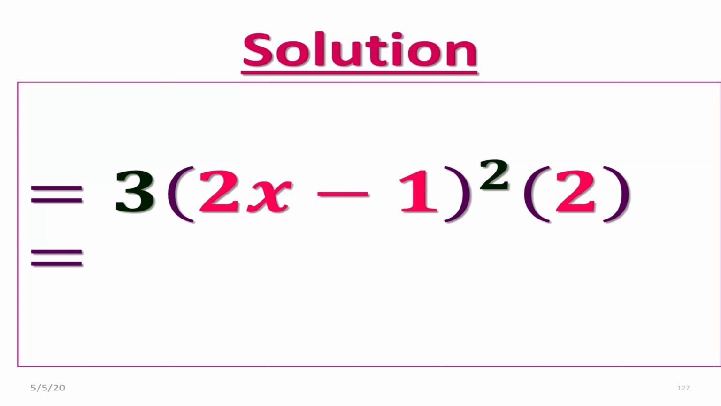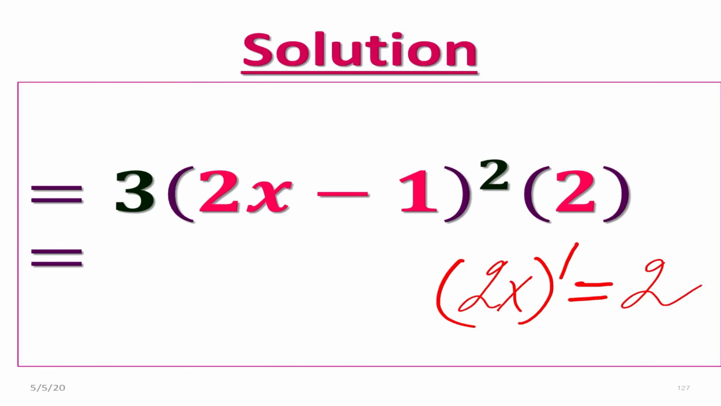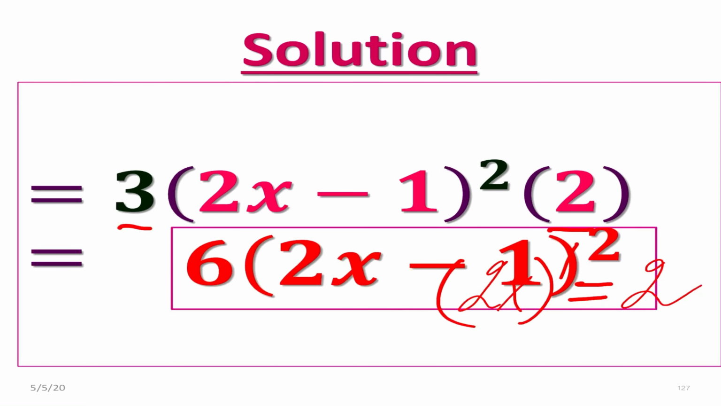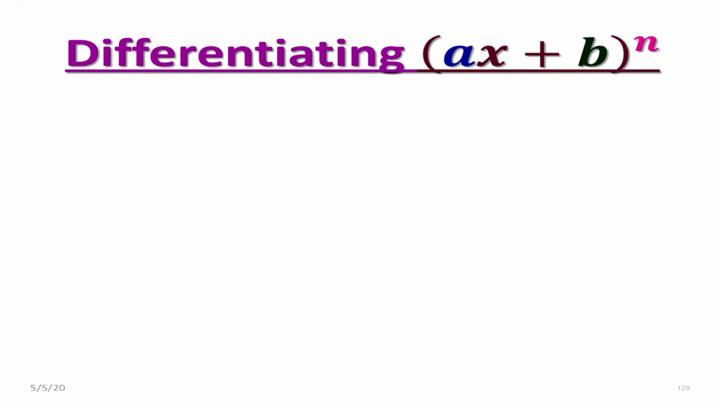And remember, the derivative of 2x minus 1 is just 2, since the derivative of negative 1, or of any constant, is 0, and the derivative of 2x is just 2, so x goes away. In the last step, we combine the 3 and 2, so the product becomes 6 times 2x minus 1 squared. That's your final derivative.